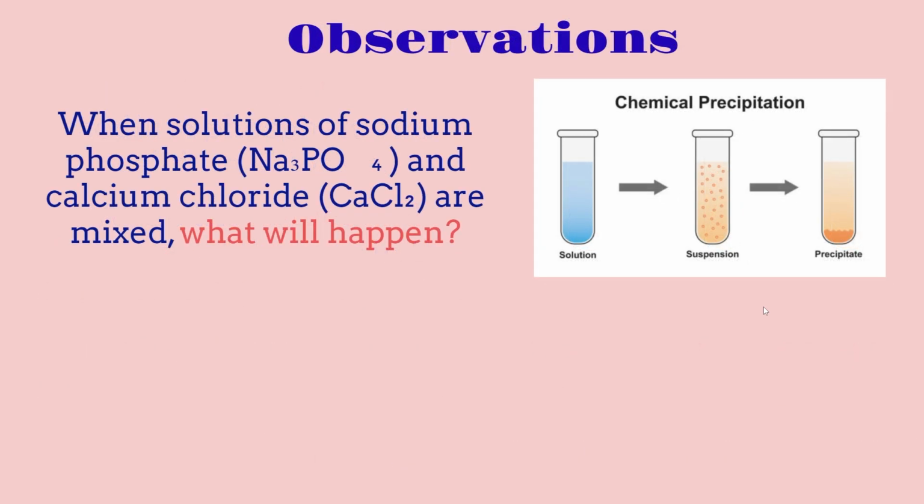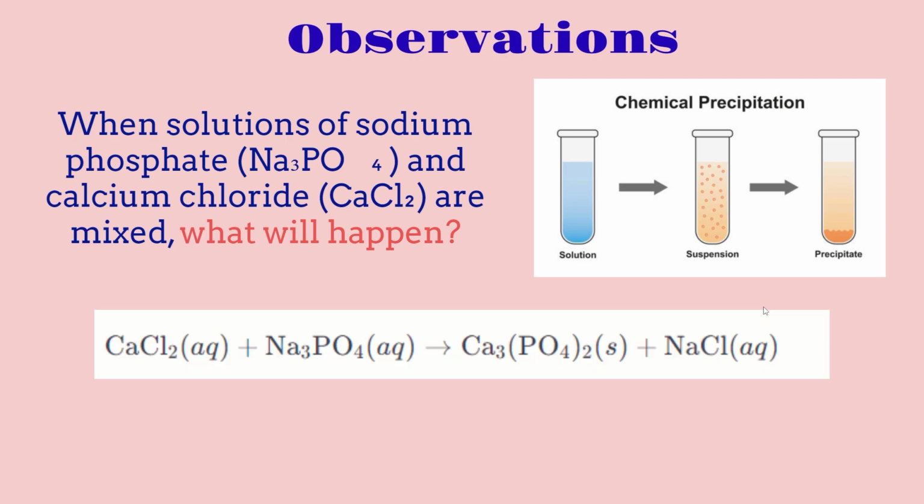So when the solutions of sodium phosphate and also the calcium chloride are mixed, what will happen? And just to recall, sodium phosphate is Na3PO4 and calcium chloride is CaCl2. So once these two are mixed, what will actually happen? So we're going to look at the chemical formula for once they actually combine together.